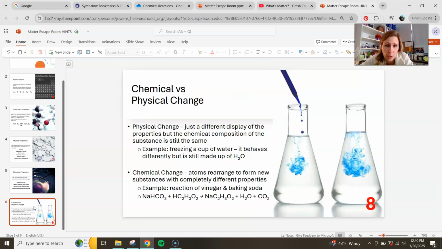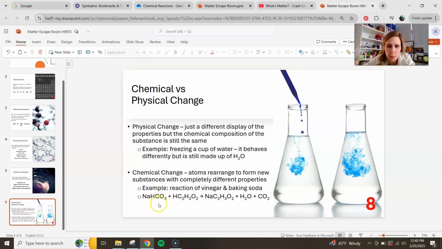I'm also going to talk about chemical versus physical change. Physical change is just a different display of properties, but the chemical composition of the substance is still the same. So if we take a cup of water and freeze it, it's still water, but it's going to look a little bit different.